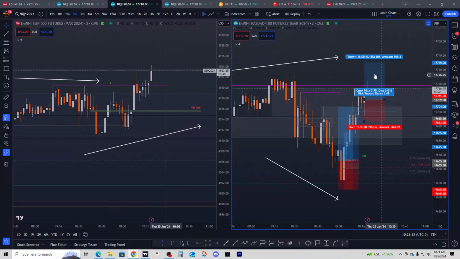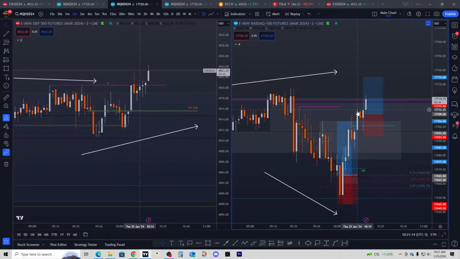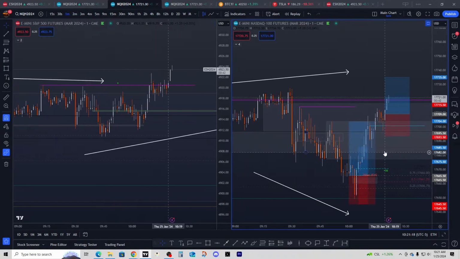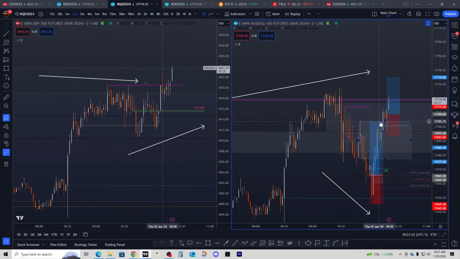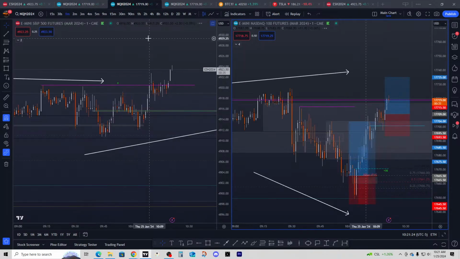But this, you easily could have waited for price action to really tell you it wanted to keep going higher. Shifted up again, bullish 2-minute closure. You know, order block. Simple, guys. Simple.